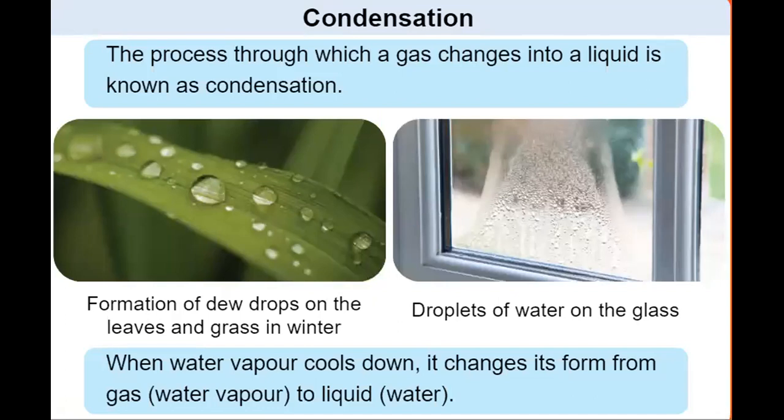Condensation. The process through which a gas changes into a liquid is known as condensation. Here gas can turn into liquid. That is the condensation process. Here, formation of dewdrops on the leaves and grass in winter. Here, droplets of water on the glass. When water vapor cools down, it changes its form from gas, that is water vapor, to liquid, that is water.